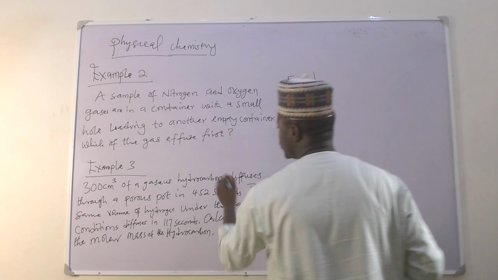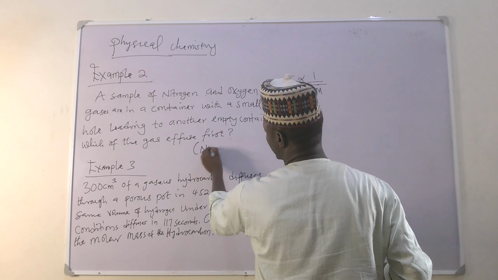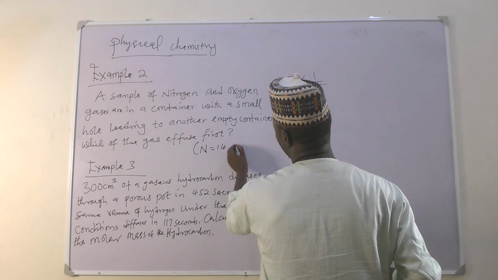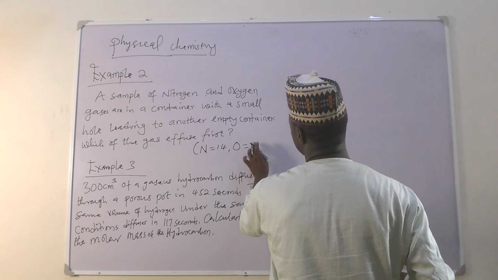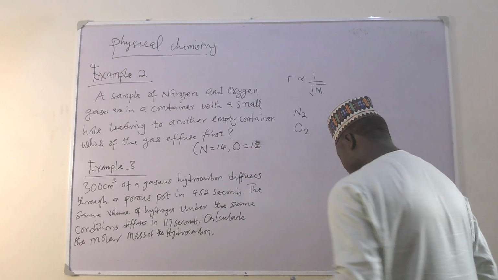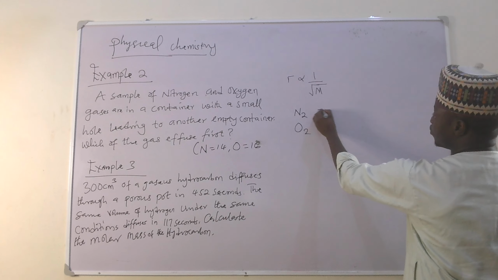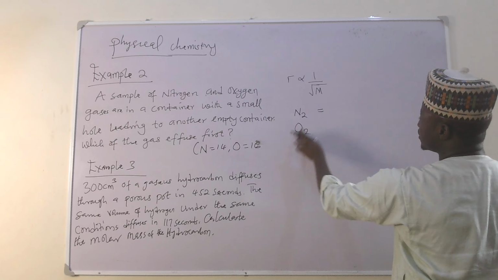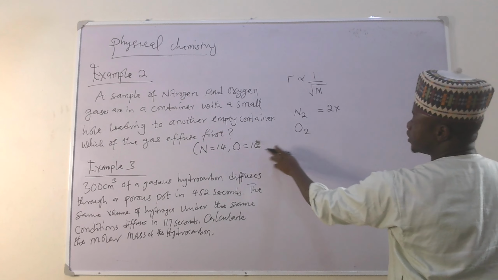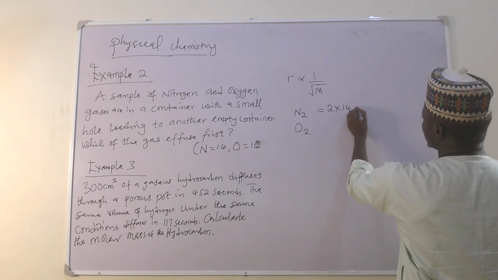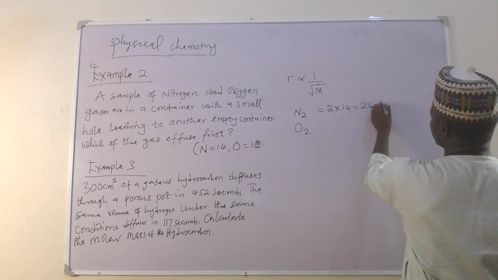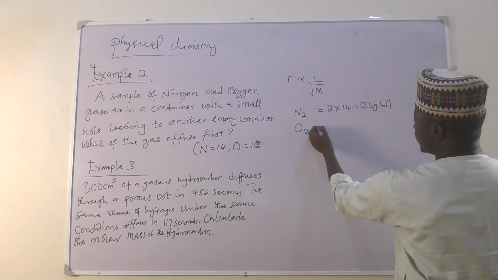So here we are talking about two gases. Of course the atomic mass of nitrogen is 14 and the atomic mass of oxygen is 16. So we are now going to calculate the molar mass of these two gases. So we have 2 nitrogen times 14, and this will give us 24 grams per mole. And we have oxygen.